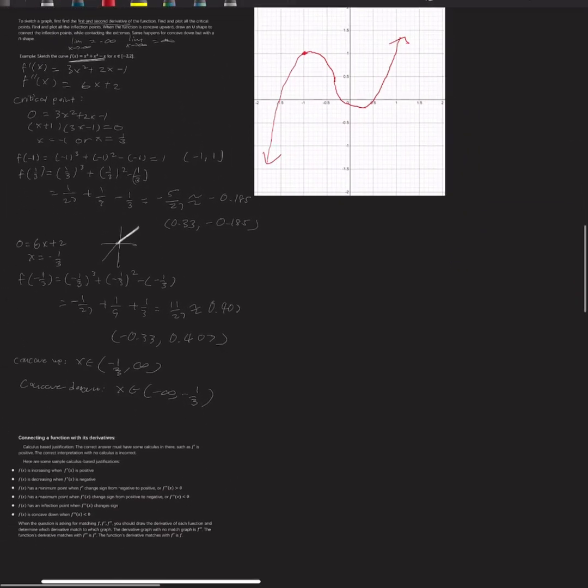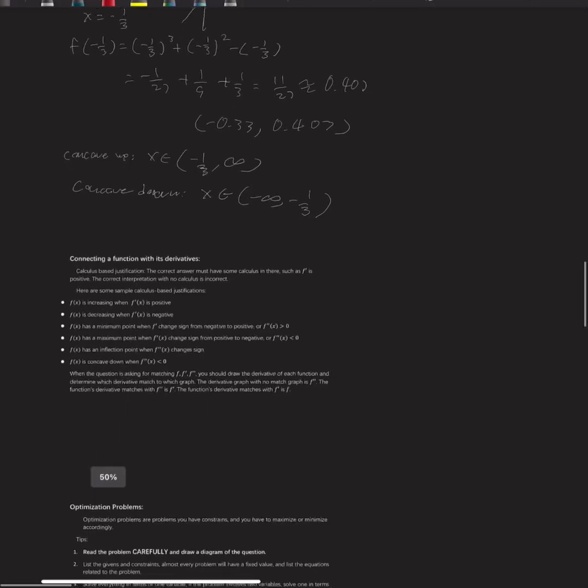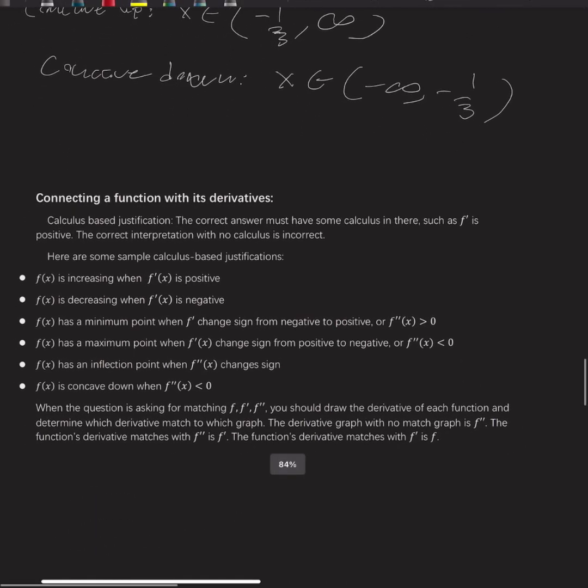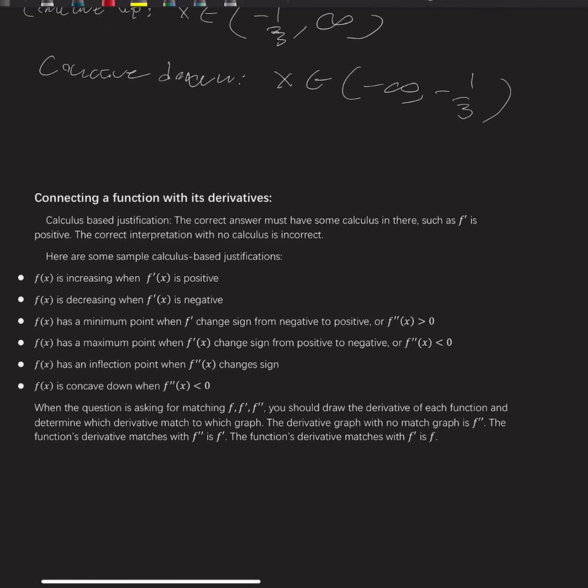And now let's talk about connecting a function with its derivatives. So here are some calculus-based justifications. The correct answer must have some calculus in there, such as indicating that f prime is positive. And even the correct interpretation, but with no calculus, is still incorrect.